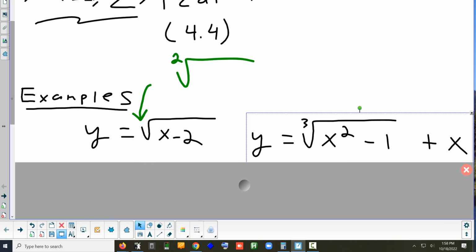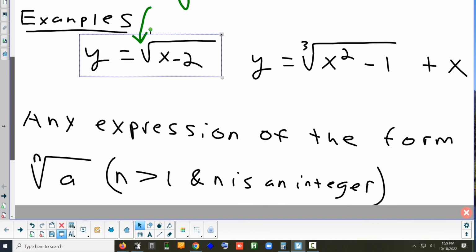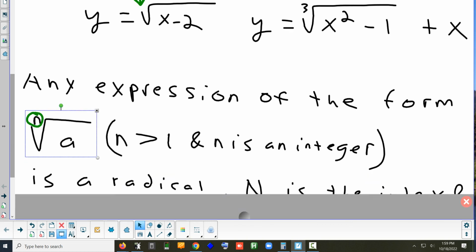Does anybody know what kind of root this one is? This is not a square root. That 3 makes it something else. Yep. That's called a cube root. And there's some other stuff with it, but the point is it has a root in it. That makes it radical. Another name for this is called a radical symbol. It's also called a root symbol, but you can also call it a radical. So, any expression that has that symbol with a number in this spot and then something under it is called a radical.